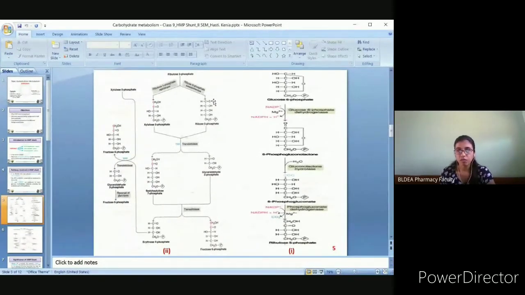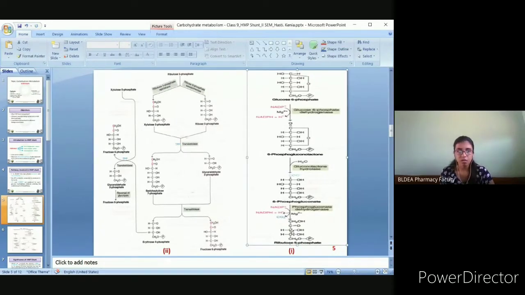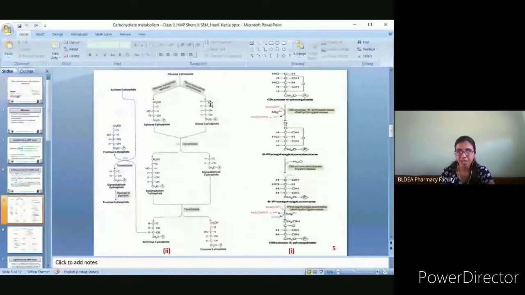You can see the structure of these two different compounds. Here, this is ribulose 5-phosphate. Now, this ribulose 5-phosphate is converted into xylulose 5-phosphate and ribose 5-phosphate. See, ribulose to ribose and xylulose. You can see the difference in the structures between ribulose and ribose. There is only a shift of the carbonyl group from the second position to the first position. In ribulose, it is present at the second position, while in ribose, it is present at the first position. Hence, these are isomers.